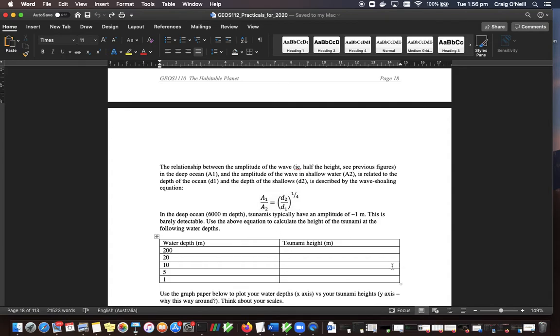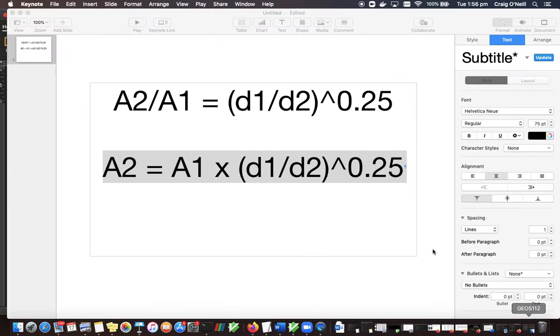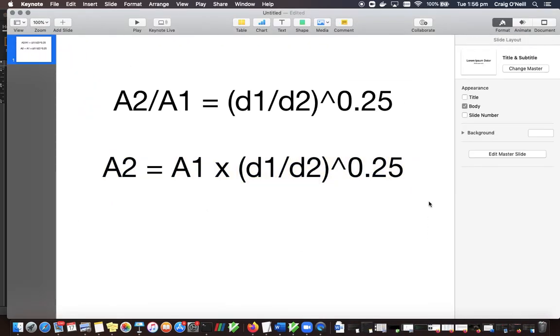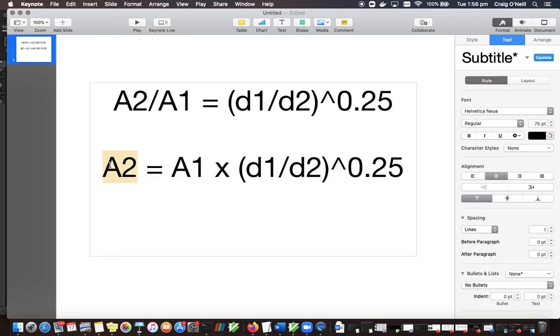In terms of rearranging the equations, if you haven't done this for a while, I did this on the board for the internals, but effectively you might realize that if you've got these fractions on either side, you can invert both sides of the equation. I won't go through the maths in detail here, but the final equation you want then is A2 equal to A1, which is just 1, times D1 on D2, to the power of 0.25.